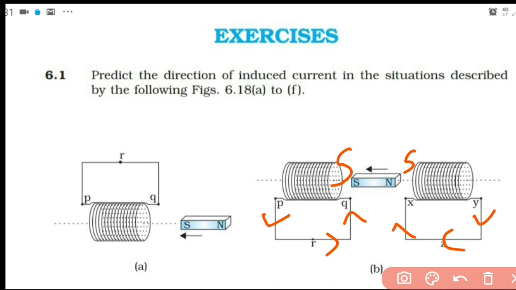So when you look at the direction of current, you should imagine that face of the coil to be facing towards you. In that way, you have to imagine. Then see whether clockwise or anti-clockwise. That's the way to determine the direction of induced current.